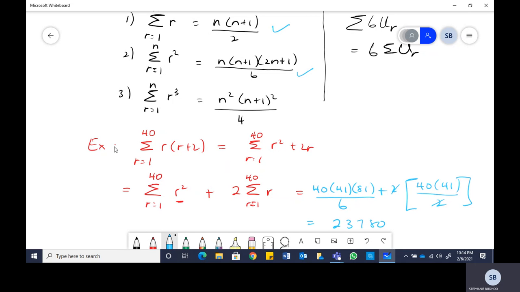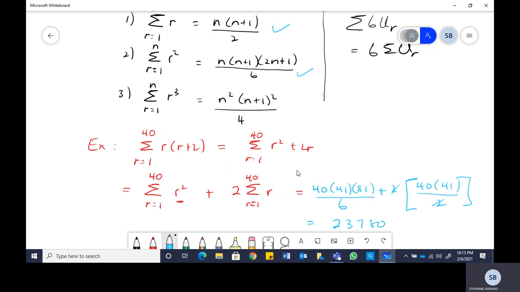So this is how to apply some of these rules if you see some of your sequences being in the standard forms r, r squared, r cubed. If you see your basic summation rules such as 2r, recall to separate that constant and place it in front. You know, you want to try to simplify your terms as much as possible.